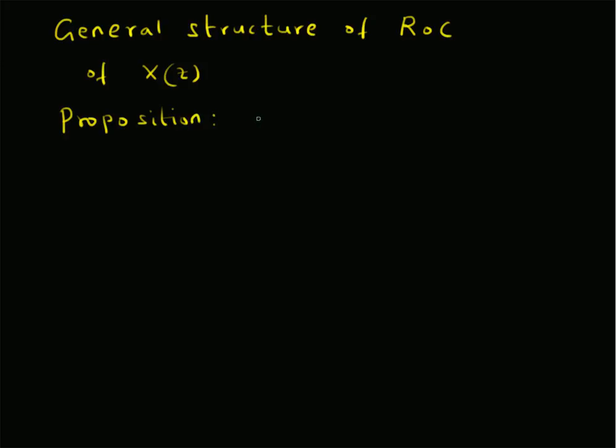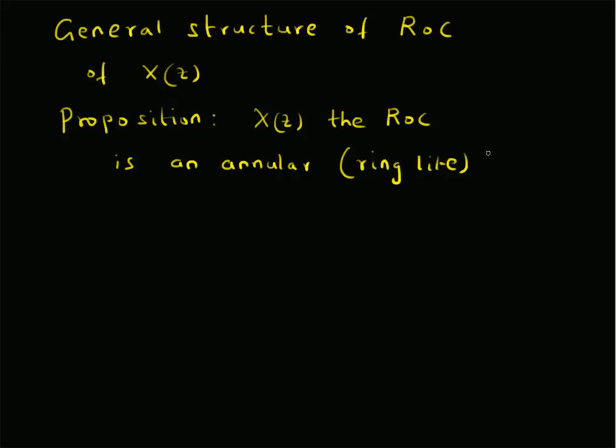for a Z transform X of Z, which is basically the Z transform of a given signal x of n, the ROC, the region of convergence, is usually annular, A-N-N-U-L-A-R, annular, that is basically a ring-like structure.